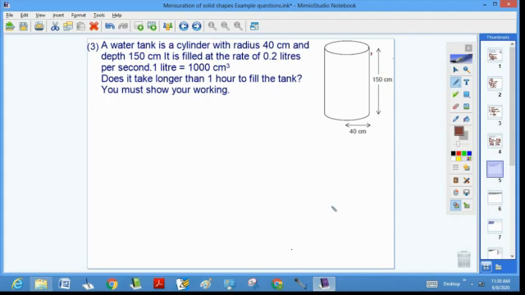The third question. We are given, the question says a water tank is a cylinder with radius 40 centimeter and depth 150 centimeter. It is filled at the rate of 0.2 liters per second. We should take 1 liter to be equal to 1000 centimeter cube, and we are asked, does it take longer than 1 hour to fill the tank?